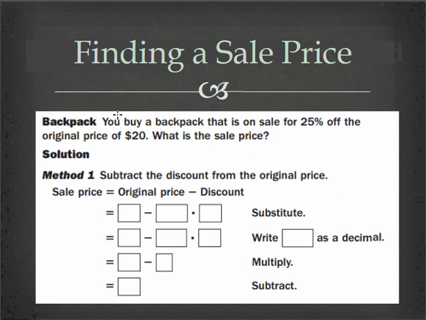Okay, finding a sale price. So we're going to go all about where you're familiar. So there's a backpack on sale for 25% off the original price of $20. What is the sale price? So we need to go in and say, okay, the original price is $20. And then I want to know how much I'm going to be getting off. So I need to take that original amount and I'm going to multiply it by the discount of 25%.